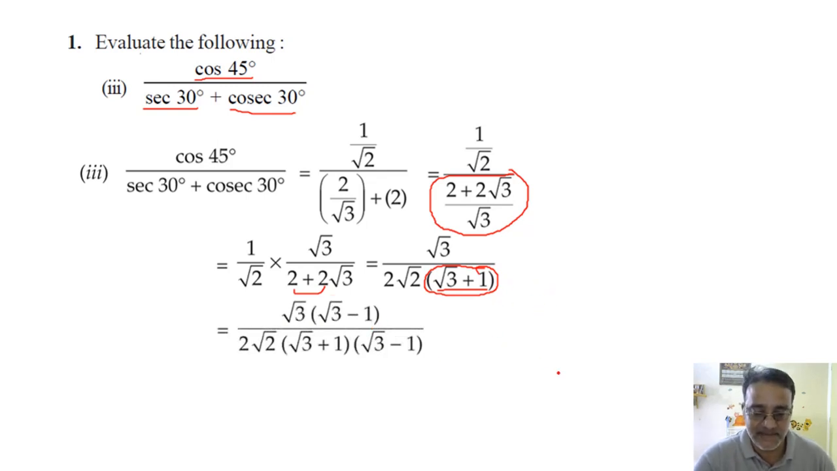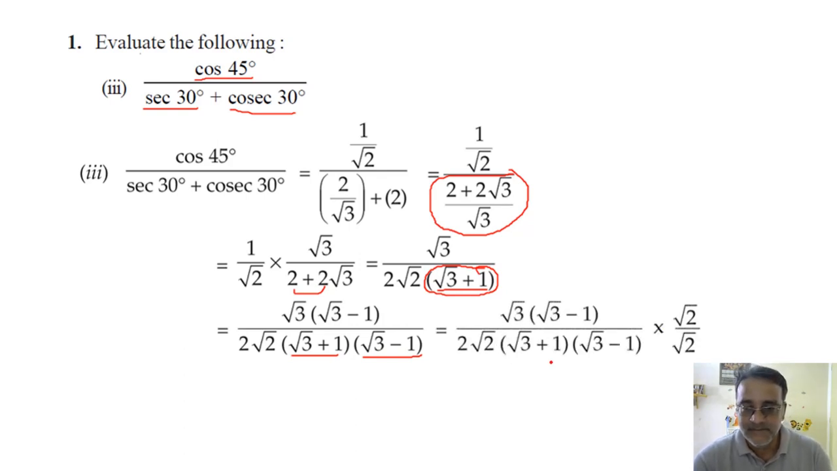So we'll get this step. Now what is the product of these two? Root 3 whole square minus 1 square. Right, root 3 whole square minus 1 square. That is 3 minus 1. Similarly, in the same step, I want to remove this also. So let us rationalize this also.